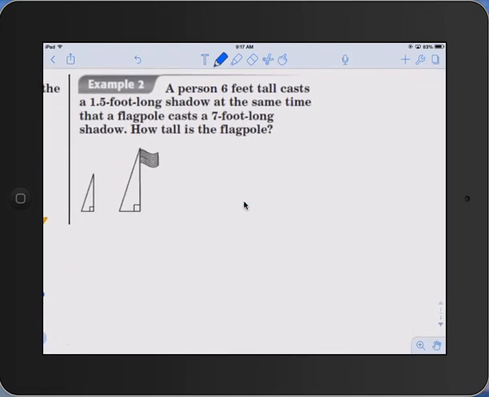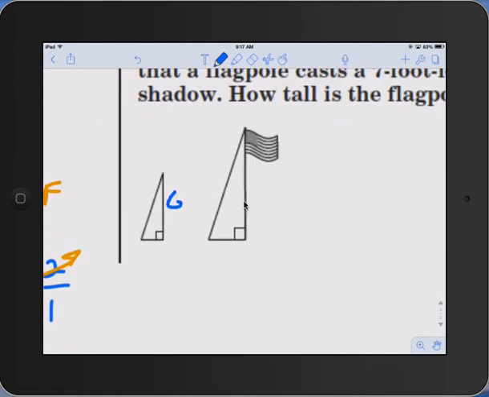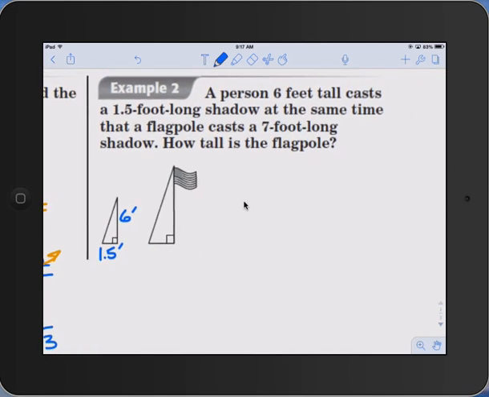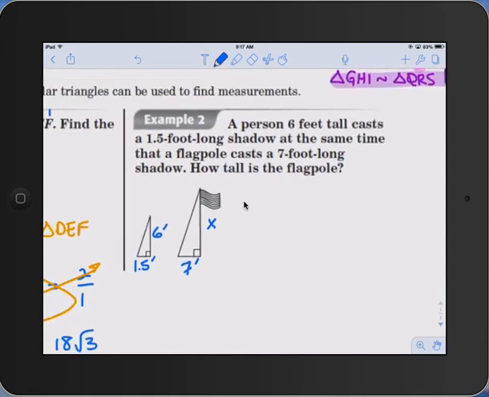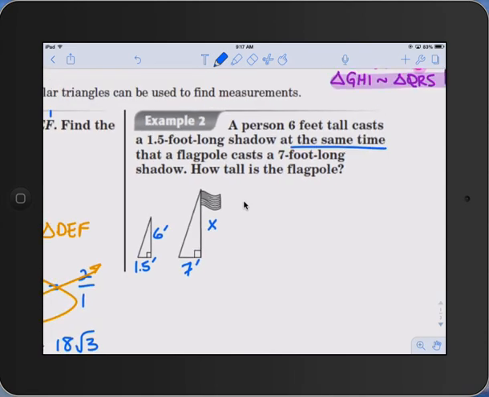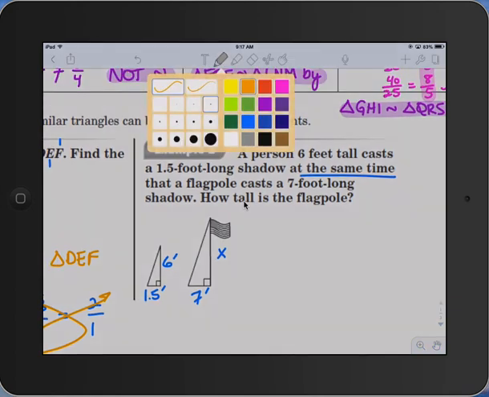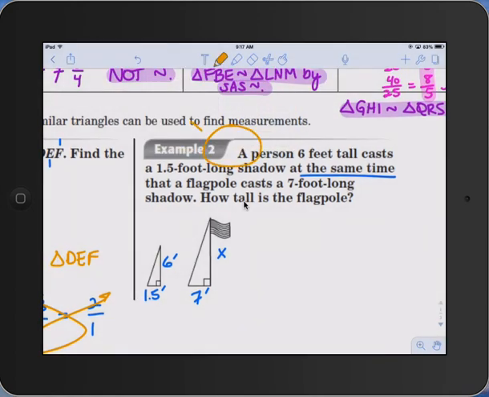A person 6 feet tall casts a 1.5 foot long shadow. So in this picture, this is our 6 foot person. The shadow is 1.5 feet. And at the same time, a flagpole, which we're trying to determine the height of, casts a 7 foot long shadow. Now, the fact that it says at the same time, when the sun is in the sky, it will cast a shadow that at the same time of day in the same location would make these two angles congruent.